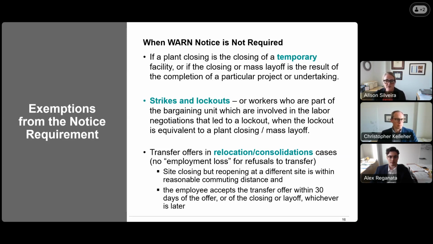And then the third situation is if the plant at issue is relocating to a different location that's within a reasonable commuting distance to the facility that's closing, and the impacted employees are, prior to the closing, as Chris mentioned, offered a job at the new facility, they're not required to get notice if they decide not to accept that job. Next slide, Amy. Or Brooke, oh my gosh.